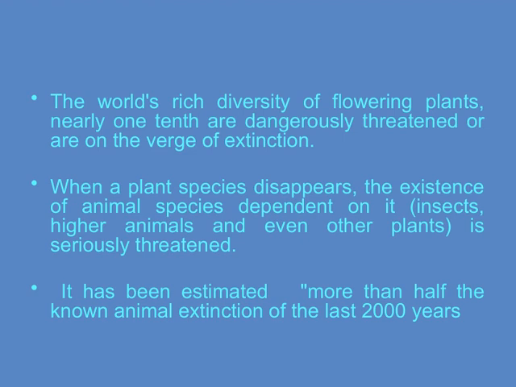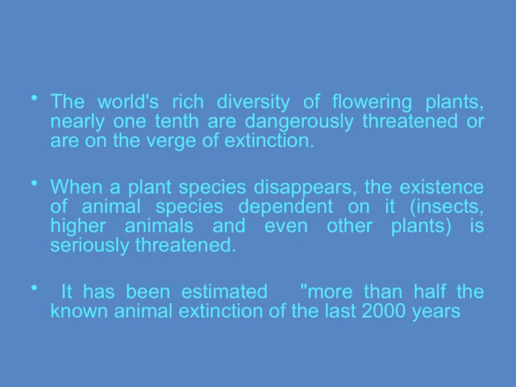Many animals, like insects, higher animals, and even other plants, depend on that specific plant for food, shelter, or breeding. So, the loss of a single plant species can seriously threaten these dependent species as well. In fact, it's estimated that more than half of the animal extinctions in the last 2,000 years are linked to the disappearance of certain plant species. This highlights how interconnected and fragile our ecosystems really are.